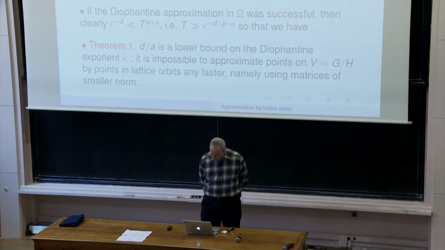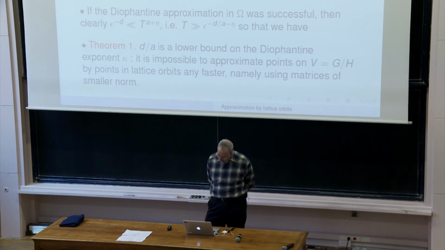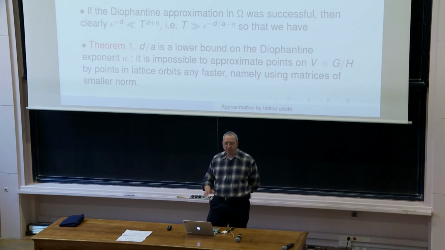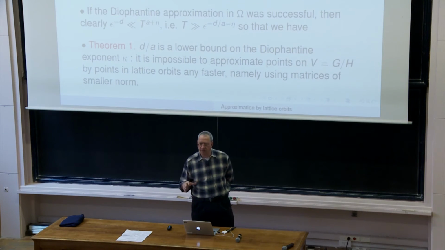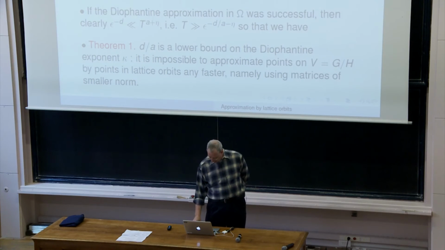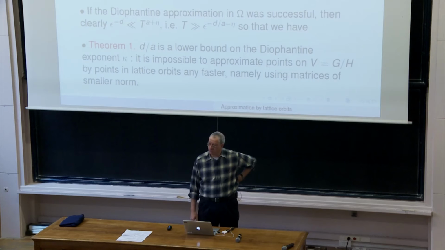It is impossible to approximate points on V equals G mod H by points in lattice orbits any faster, namely using matrices of smaller norm. So you can see that this is a very general argument. It has nothing to do with algebraic groups, of course. Okay. So the question now, of course, is how do you match this bound?